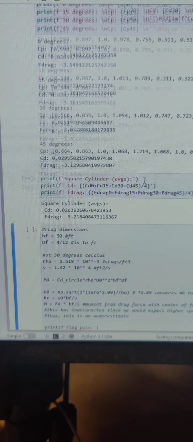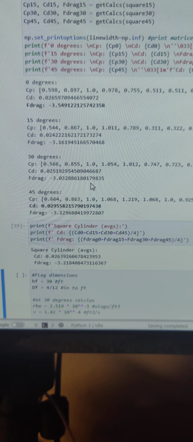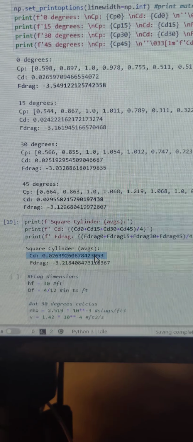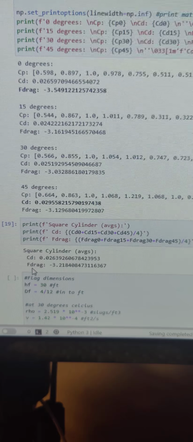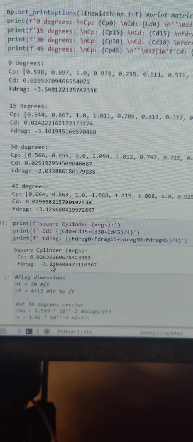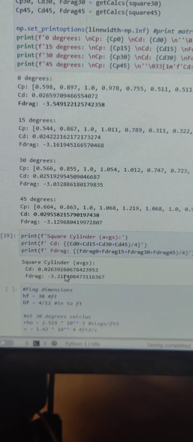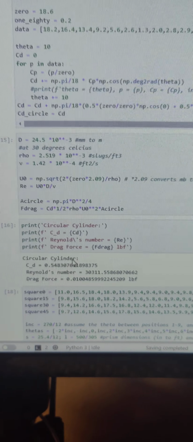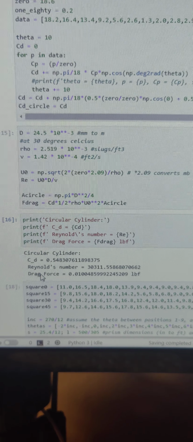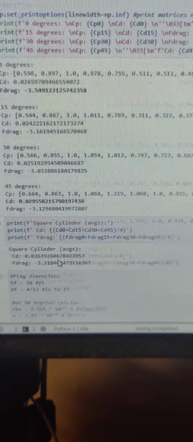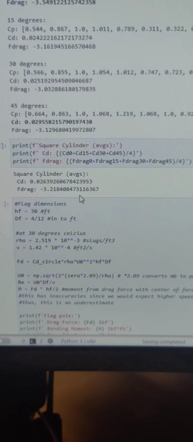Now, if we take the average of these 4 different situations where we're hitting the square from different points, we find our coefficient of drag to be 0.026 and our drag force to be an absolute value of 3.2. Now, if we think back to the values we found for the circle, you'll notice that our coefficient of drag here is much smaller than the coefficient of drag for the cylinder. Now, the drag force, on the other hand, is way larger in the square prism. So I thought that was pretty nifty.